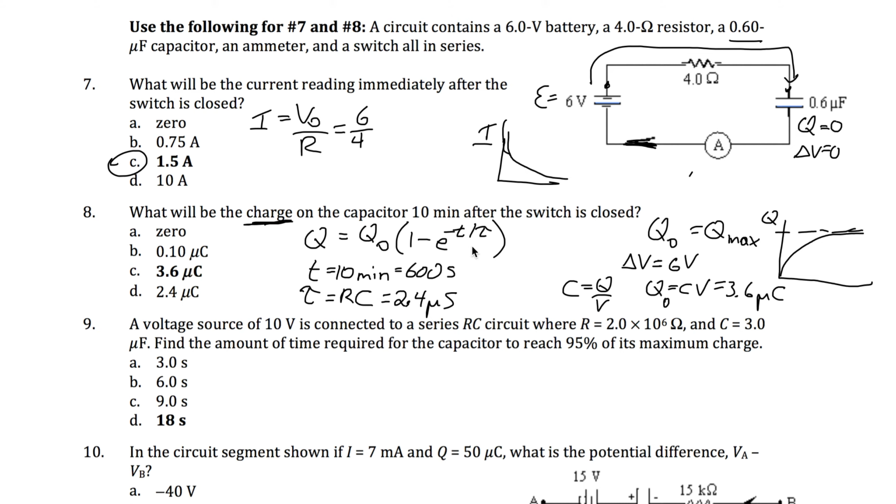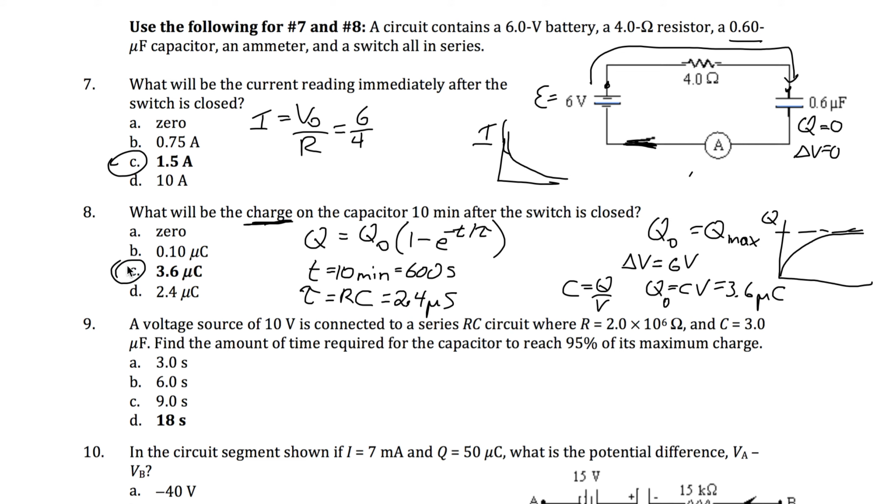So now you're going to plug and chug 3.6 microcoulombs here. If you just leave out the microcoulombs, then you know that your final answer will be in microcoulombs, so you don't have to put them in the calculator. Over here, though, you've got to put 1 minus e to the negative 600 divided by 2.4 times 10 to the negative 6, since the units don't cancel out. And what you'll get is 3.6 microcoulombs.